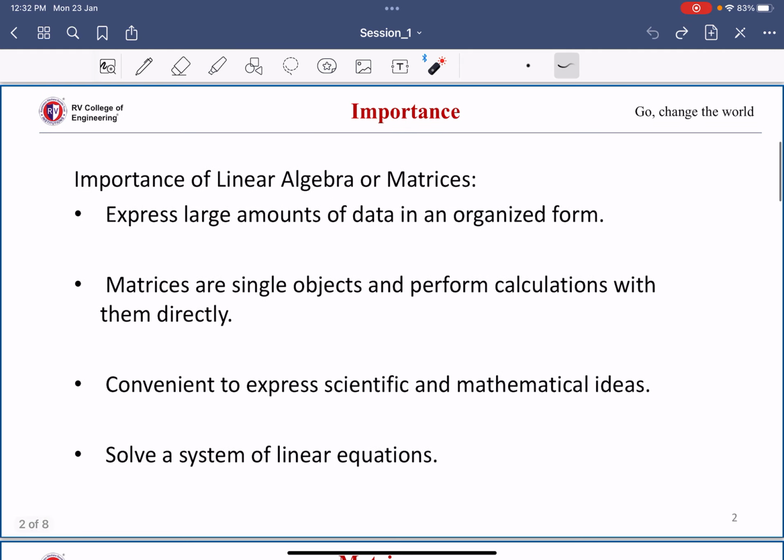So first let us discuss the importance of a matrix, or what's the importance of linear algebra. Matrices help us to express large amounts of data in an organized form. Matrices are single objects and we can perform calculations with them directly. It is convenient to express scientific and mathematical ideas. It is also useful to solve a system of linear equations.